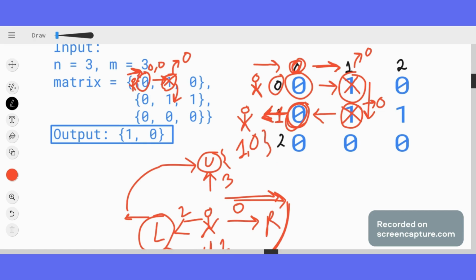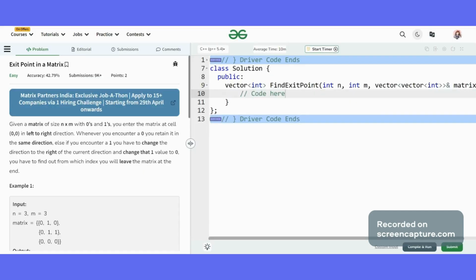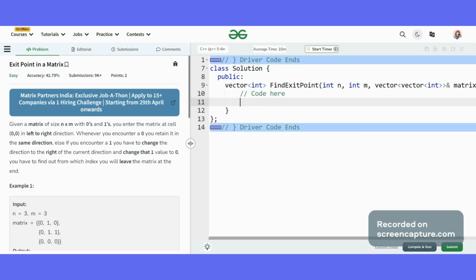Now let's see how I can implement the code. I will simultaneously explain the code, so wait and watch and try to understand the things. This is my direction in which I will be moving. There are 4 directions: 0 for right, 1 for downward, 2 for left, and 3 for upwards. This is my i equals to 0. These are the 2 indexes.